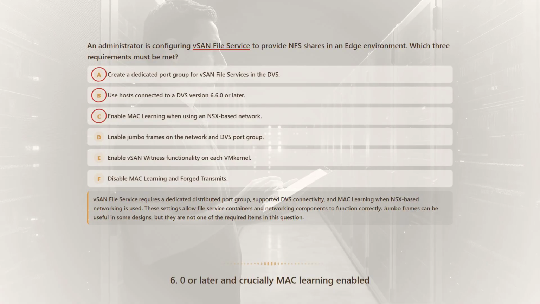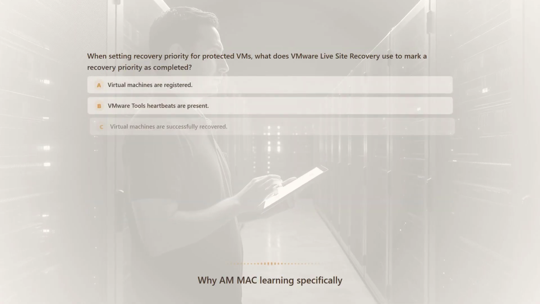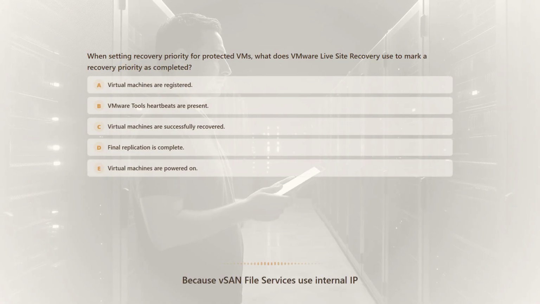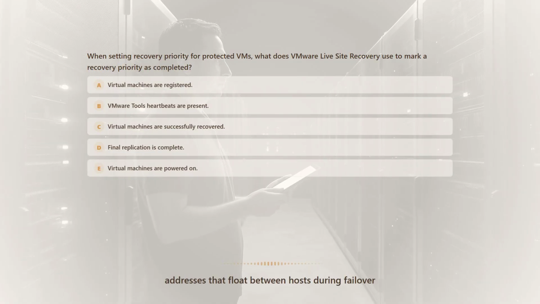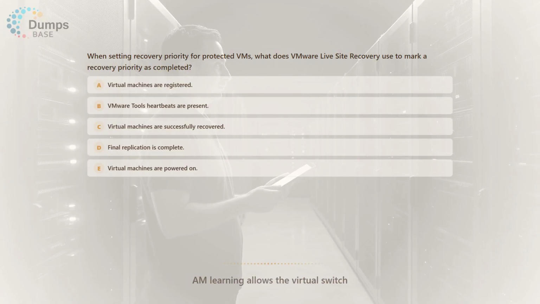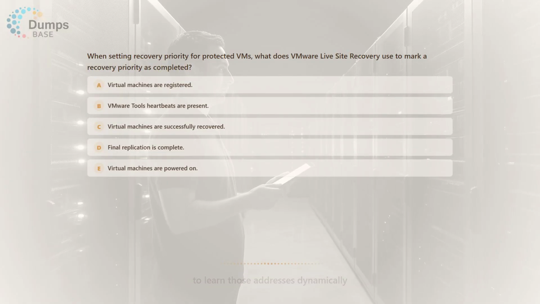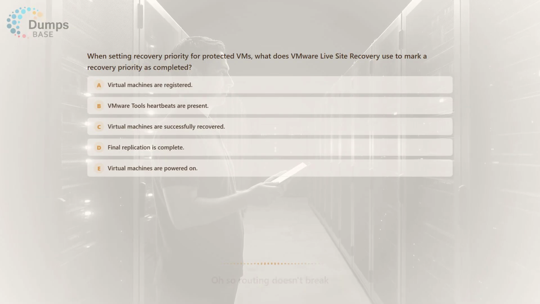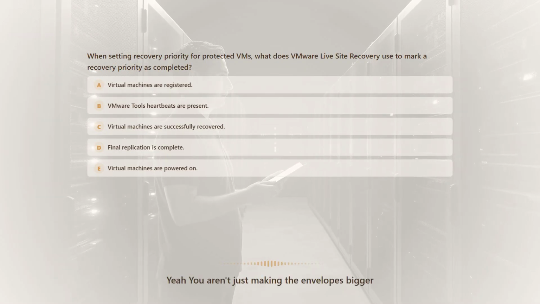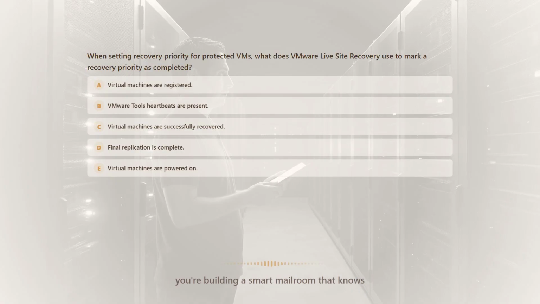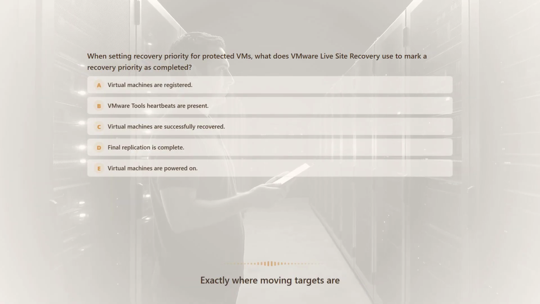Wait, why MAC learning specifically? Because vSAN file services use internal IP addresses that float between hosts during failover. MAC learning allows the virtual switch to learn those addresses dynamically. Oh, so routing doesn't break. Yeah. You aren't just making the envelopes bigger, you're building a smart mailroom that knows exactly where moving targets are.